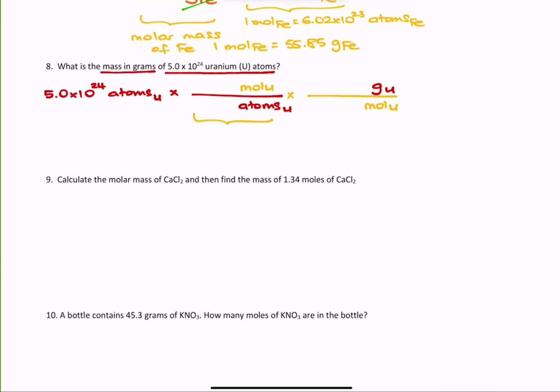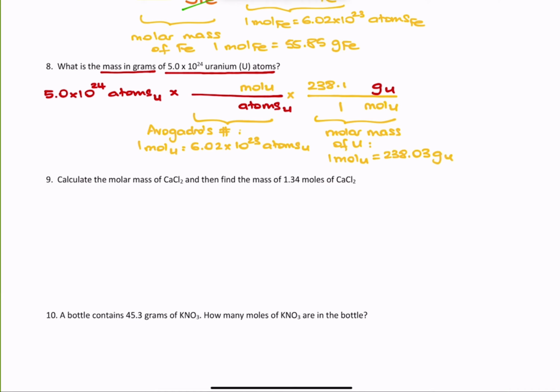This is Avogadro's number. 1 mole of U is 6.02 times 10 to the 23rd atoms of U. And this is the molar mass of uranium. Per the periodic table, 1 mole of uranium weighs 238.03 grams. Fill in your blank: 238.03 grams of U, and 1 mole of U contains 6.02 times 10 to the 23rd atoms.